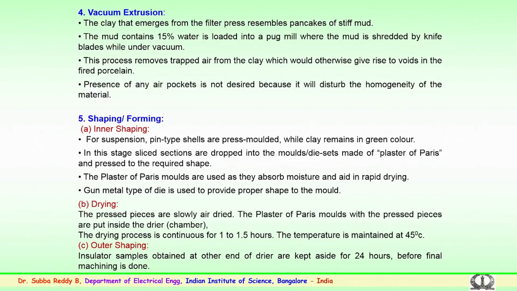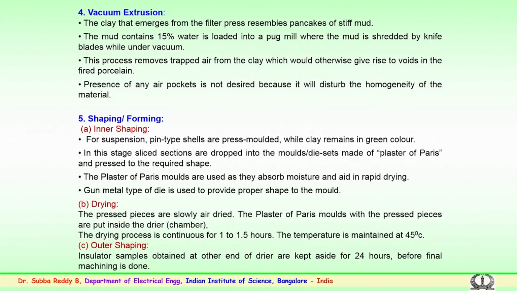The presence of any air pockets is not desired, as mentioned. It will disturb the homogeneity of the material after manufacturing. This could cause failure in the field. Further to the vacuum extrusion, the material goes for the shaping or forming cycle, as it is known.